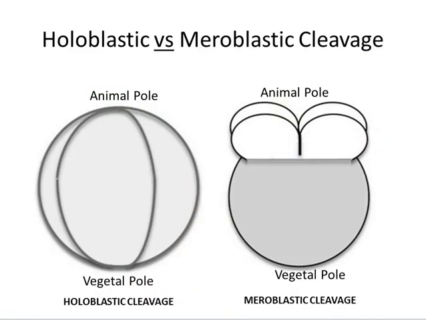In humans, the cleavage is holoblastic. In a holoblastic cleavage, the whole zygote gets divided. It occurs in such an egg which is either alecithal or microlecithal. That means which lack yolk or which have very little amount of yolk.